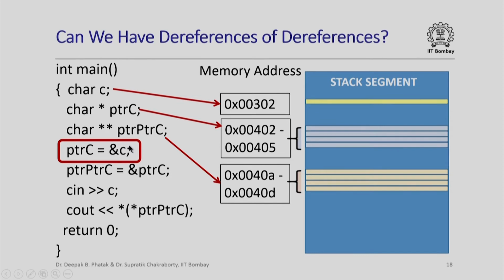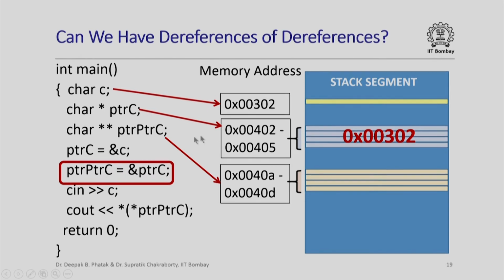Now when I execute this statement, I am saying find the address of the variable C and store it in the memory locations reserved for pointer C. So the address of the byte reserved for variable C is hex 00302. So I will copy hex 00302 in the bytes reserved for the variable pointer C. The next statement says find the address of pointer C and store it in the space allocated for pointer C.